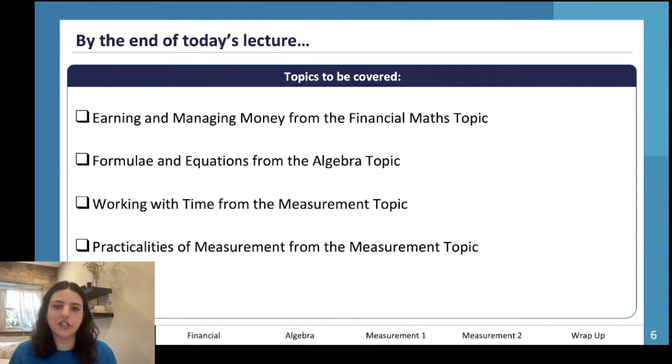Okay, so by the end of today's lecture, we're going to have covered 4 different topics from the standard maths prelim syllabus. So the first thing we're going to cover is earning and managing money from the financial maths topic. This is usually the first financial topic you'll cover. We'll then look at formulae and equations from the algebra topic, and then measurement is one of the biggest topics. So we're going to do 2 sections. We're going to start with working with time, which you should be quite familiar with, and then we'll move on to practicalities of measurement. Everything on the screen here you've hopefully kind of heard of before: financial, algebra, measurement. You've definitely done all of this stuff in a different way in year 10 or year 9, but we'll be jumping in obviously to our year 11 content today.